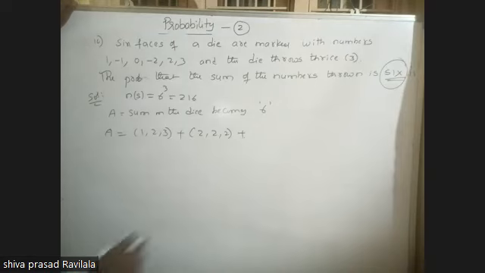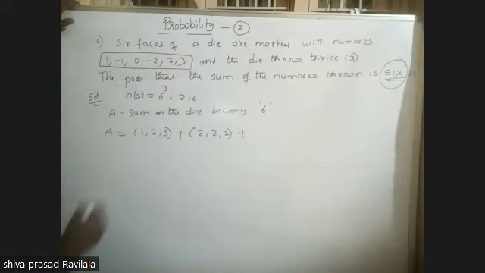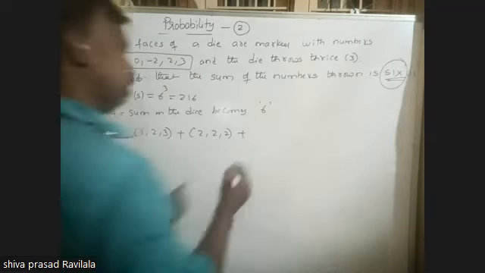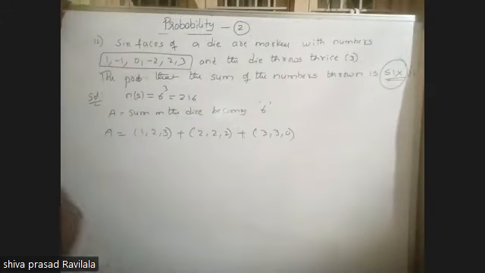There is no 4. The faces are only these: 1, minus 1, 0, minus 2, and the last one 3, 3, 0. Of course, you are right.